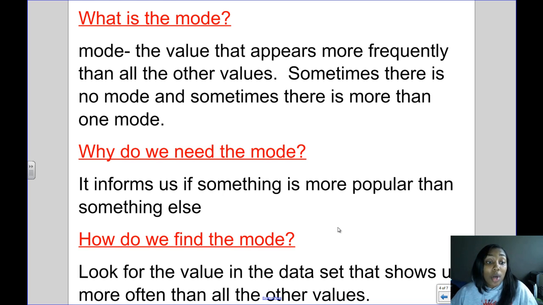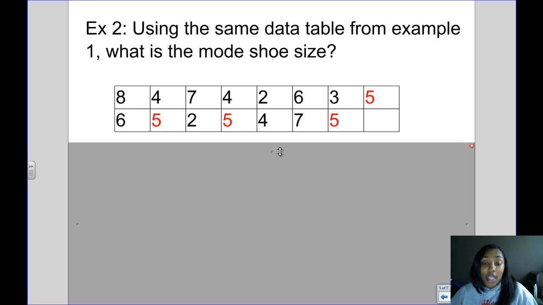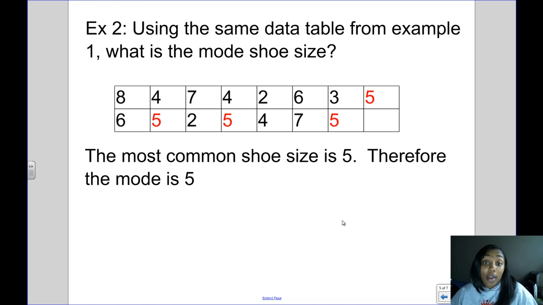Why do we need the mode? It informs us if something is more popular than something else. And how do we find the mode? We look for the value in the data set that shows up more often than all the other values. So using the same data table from example 1, what is the mode shoe size? So again, we're looking at this same table, and if you'll notice, the value that shows up more often than all the other values is the number 5. So the most common shoe size is 5, therefore the mode is 5.